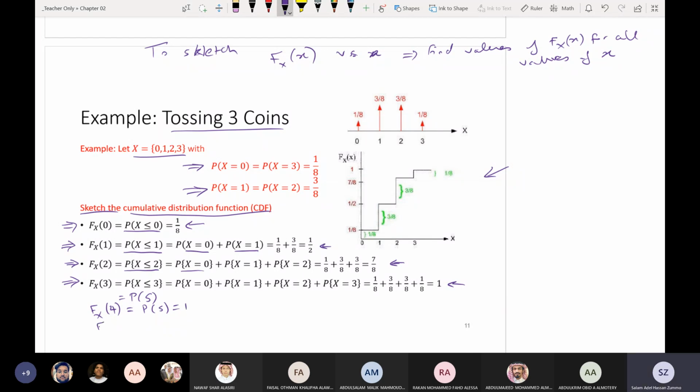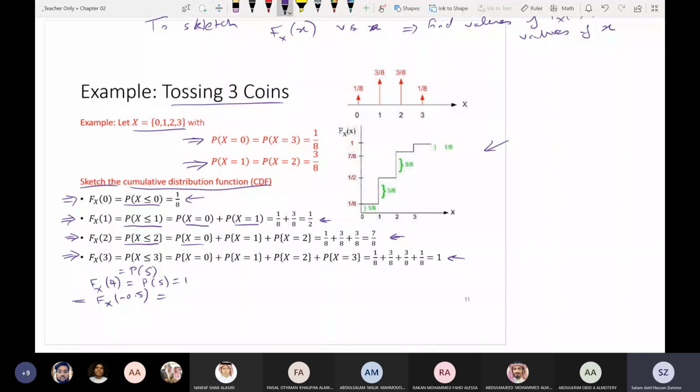What about F_X of minus 0.5? Send me over the private chat. What is the value of F_X of minus 0.5?